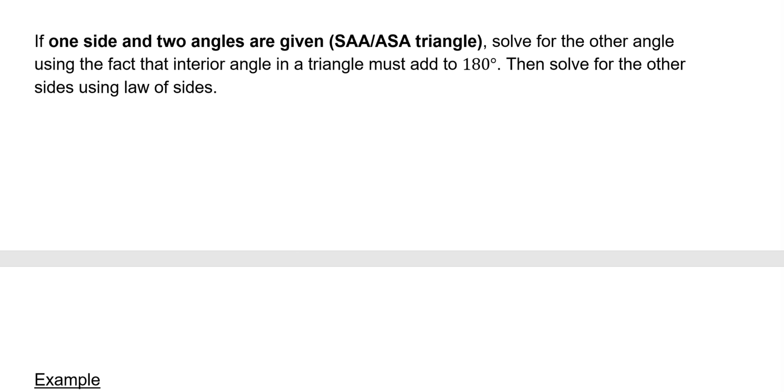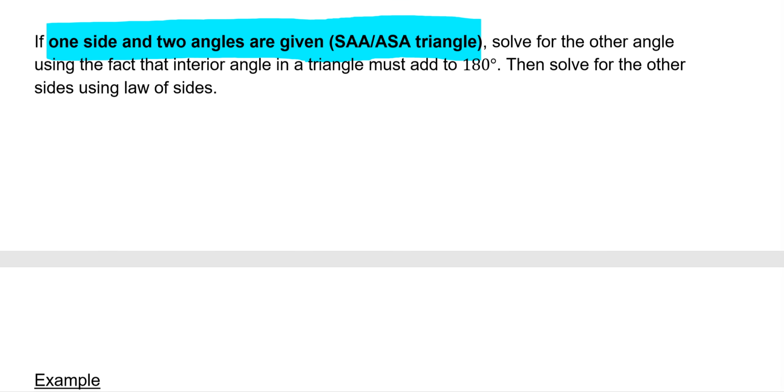This is the first type of triangle. If one side and two angles are given, this would make it an S for side, A for angle, an SAA or an ASA triangle. In my opinion, this is usually the easiest type of triangle to solve. The first thing we're going to do is solve for the other angle, using the fact that the interior angles need to add up to 180 degrees. Then we're going to solve for the other sides using the law of sines.